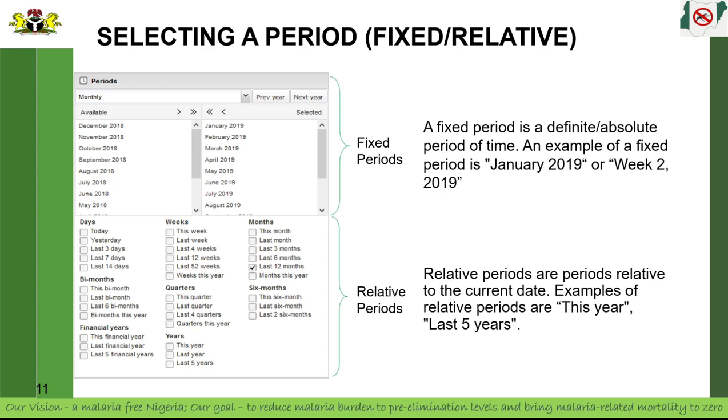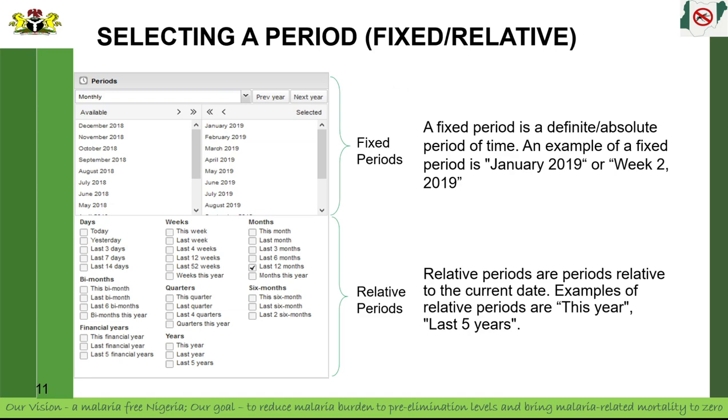the relative periods and the fixed periods. The relative periods are displayed at the lower half of the period dimension tab, while the fixed periods are displayed at the top tab. The relative periods are periods relative to the current date. For example, last 12 months, last year, yesterday, etc. A fixed period is a definite or absolute period of time. An example of a fixed period is January 2019 or week 2, 2019, etc.